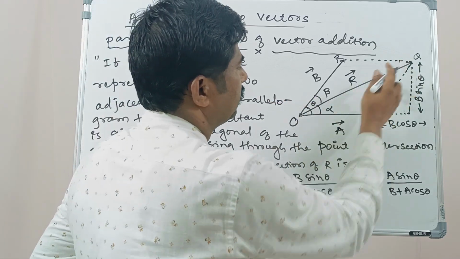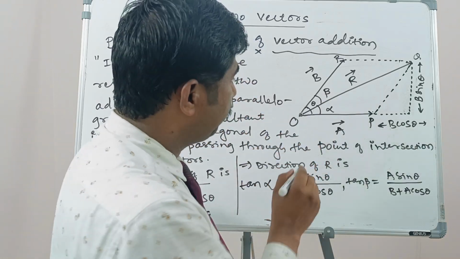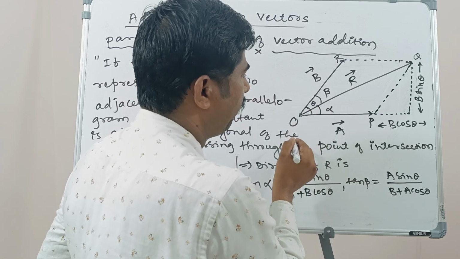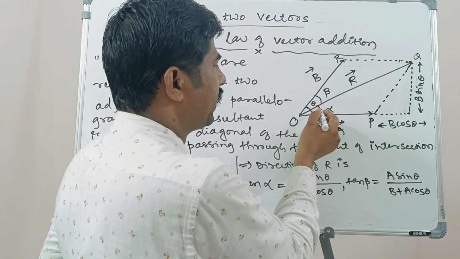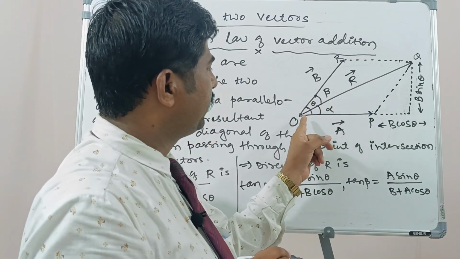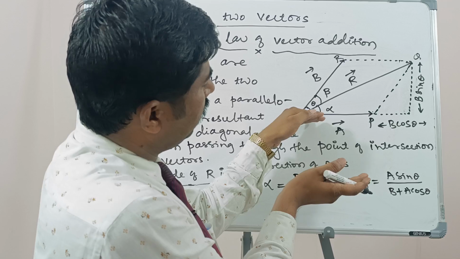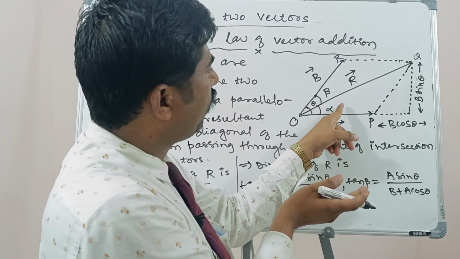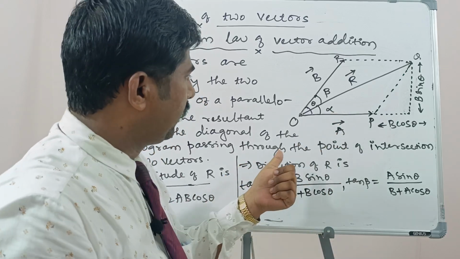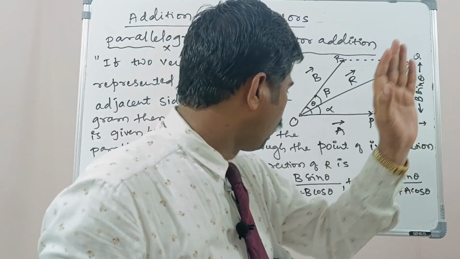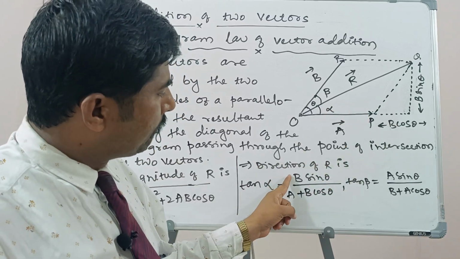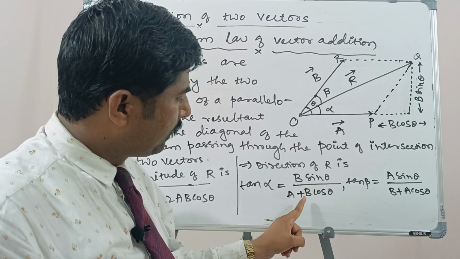Then with respect to the resultant, alpha is the angle. Understand carefully. Alpha we have taken from vector A to the resultant, and similarly beta we have taken from the resultant to vector B. So if I am taking with respect to the horizontal, along the x-axis, that is along OP, then I can represent the direction of this resultant vector as tan alpha is equal to B sin theta divided by A plus B cos theta.